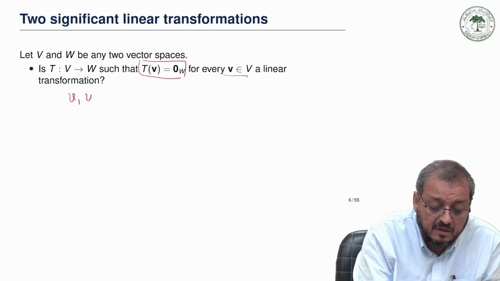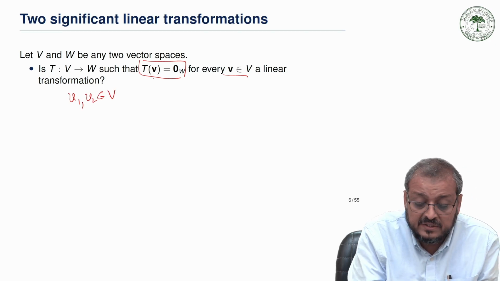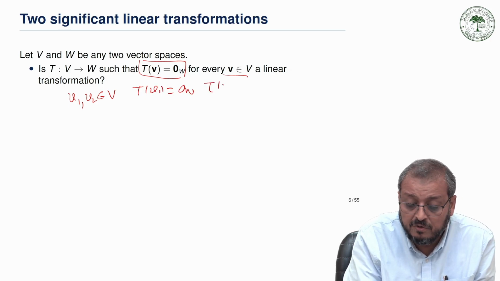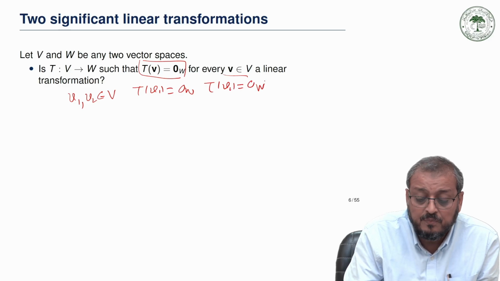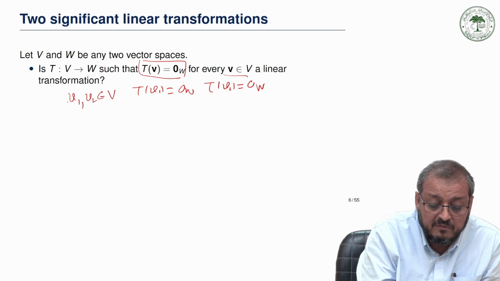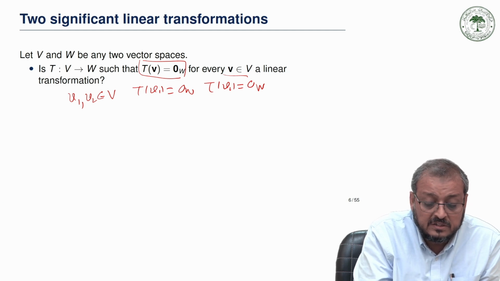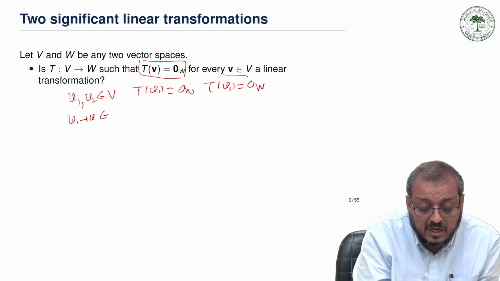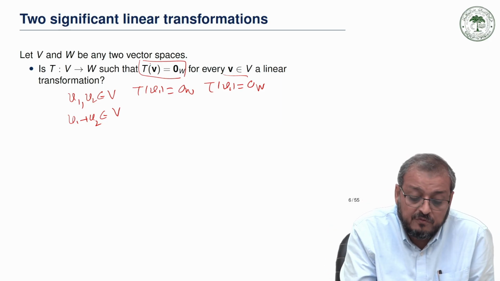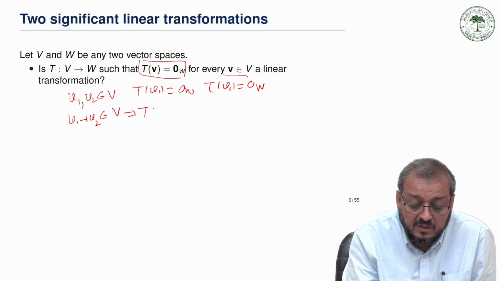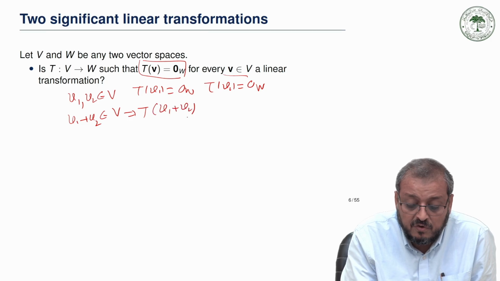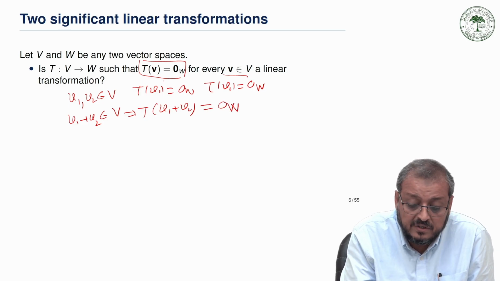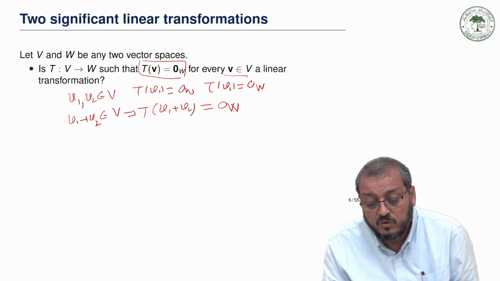We take any two elements V1 and V2 of V. By the definition, T of V1 is equal to the identity element of W, and T of V2 is also the identity element of W. Since V is a vector space, V1 plus V2 is also an element of V, so by the definition T of V1 plus V2 is equal to the zero of W.